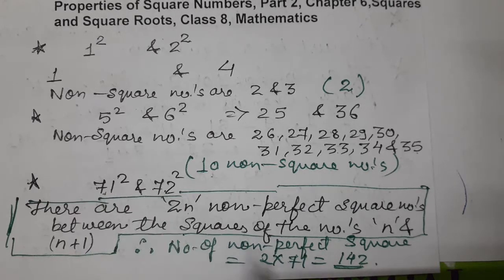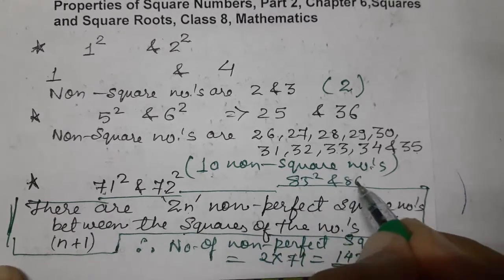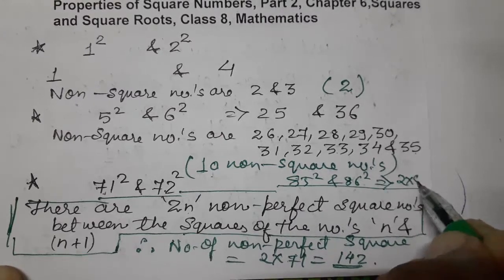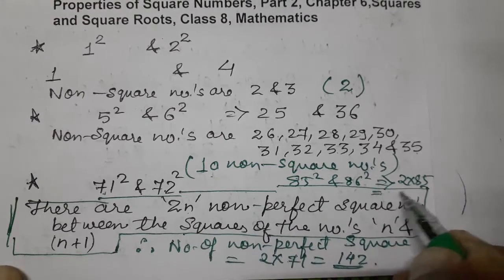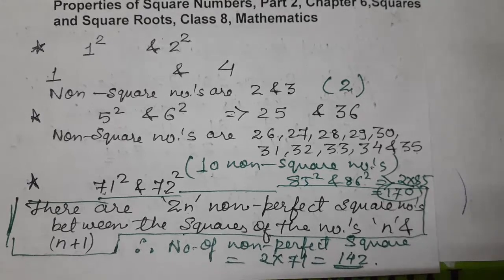71 square, 72 square. If I ask you to find the numbers between 85 square and 86 square, how many non-perfect squares? 2 into 85. 2 85s are 170. So we can find 170 like this. So now comes the next property.